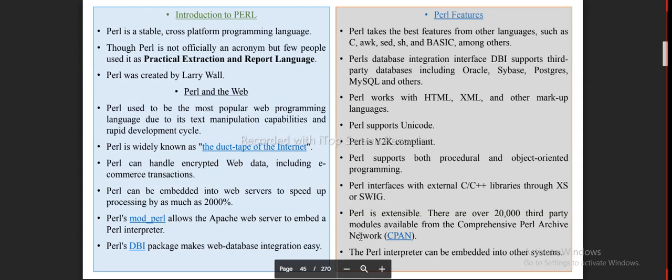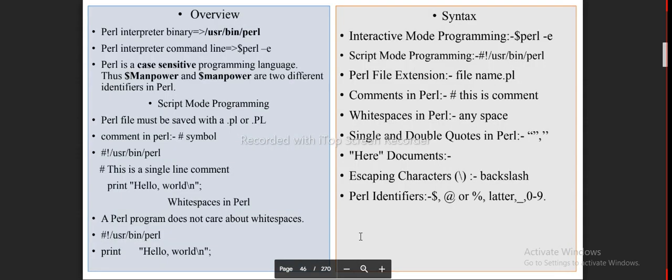Perl supports both procedural and object-oriented programming. Perl interfaces with external C++ libraries through XS or SWIG. Perl is extensible. There are over 20,000 third-party modules available from the Comprehensive Perl Archive Network, CPAN. The Perl interpreter can be embedded into other systems. Overview.